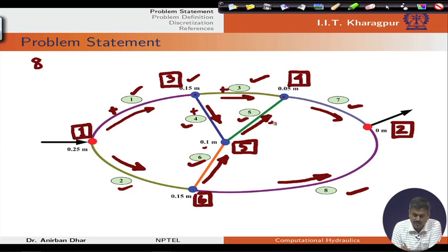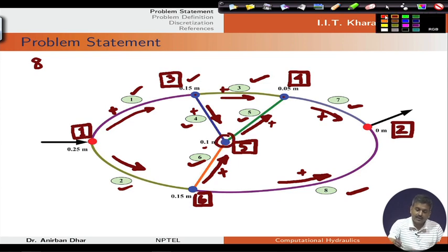For channel 5 this is positive direction, channel 6 this is positive, and this is positive for 8 and 7. Now, with this configuration we can start our problem. So, we have a looped channel network, because with this internal junction everything is connected there.